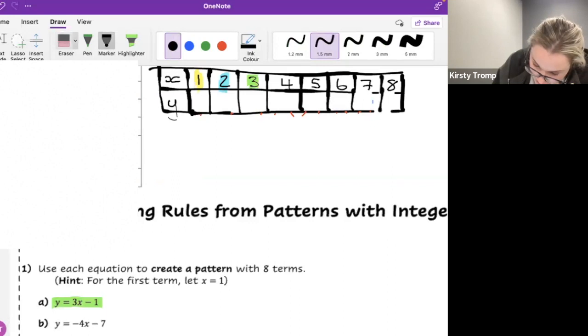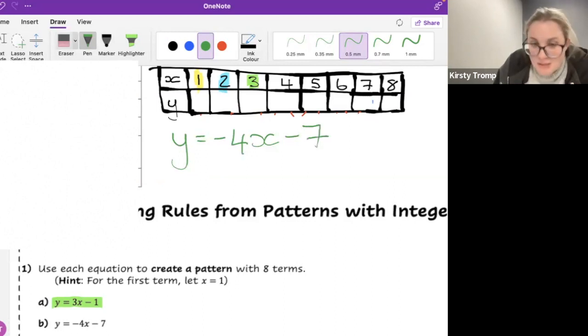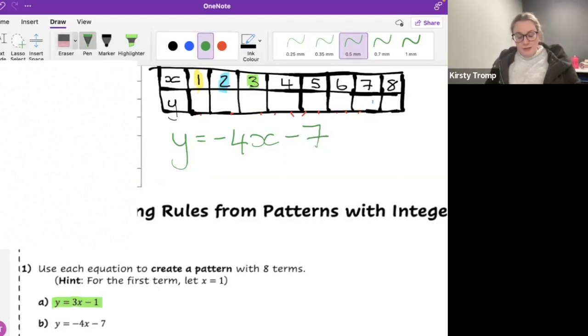Okay, I'm looking to put them in the same block. They want 8 again, but this time my sum is going to be y is equal to negative 4x minus 7. So I want to give you guys a few minutes to go try work that out for me. Y is equal to negative 4x minus 7.